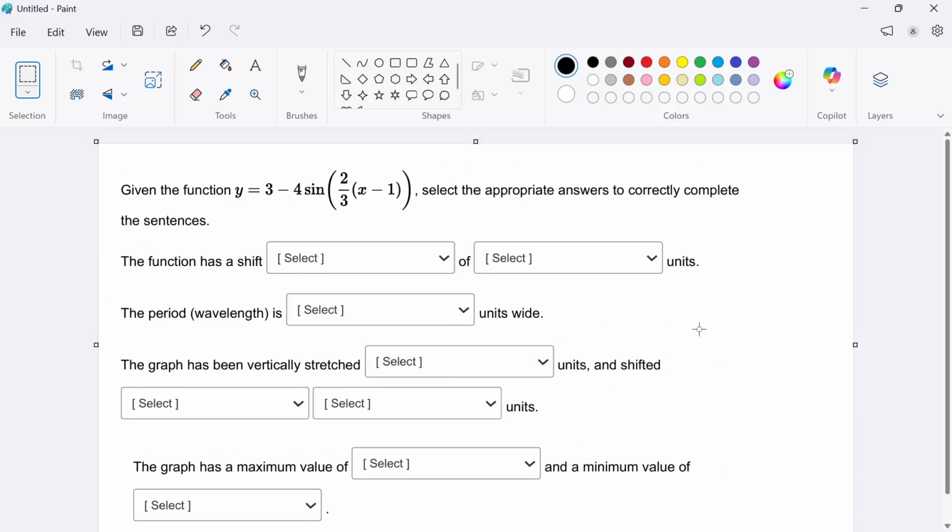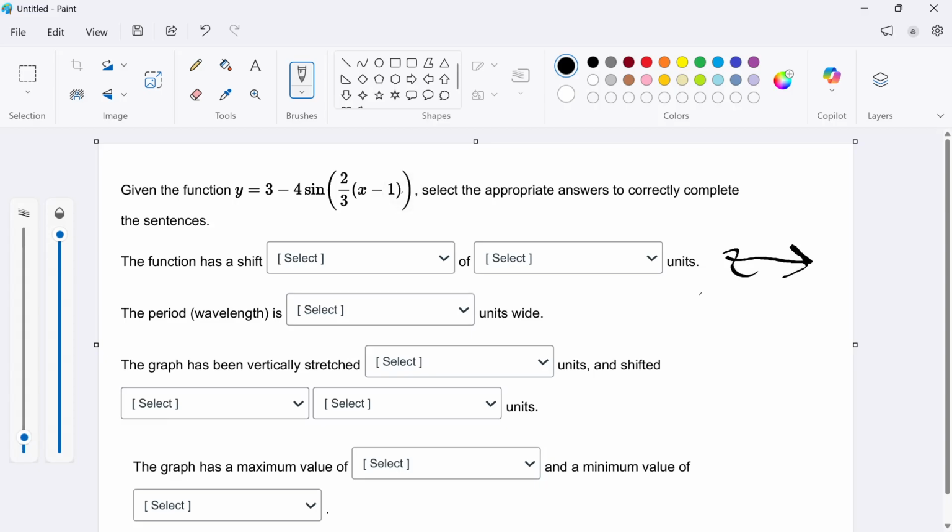Okay, let me check it out. This, if I remember correctly, is the horizontal shift. So I know the horizontal shift is to the right, because it's opposite of sine. Negative means right 1 unit. I've got that part. The period, wavelength.